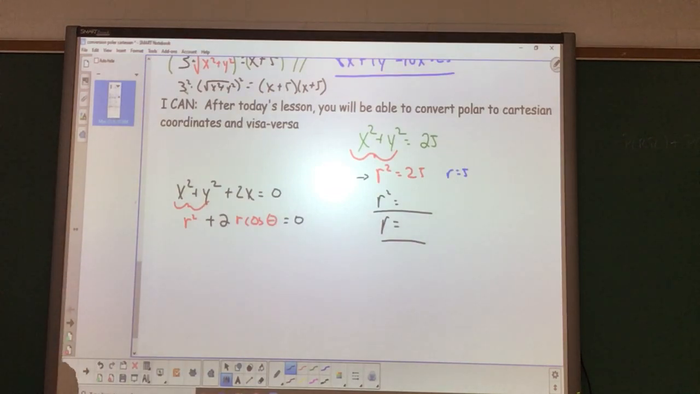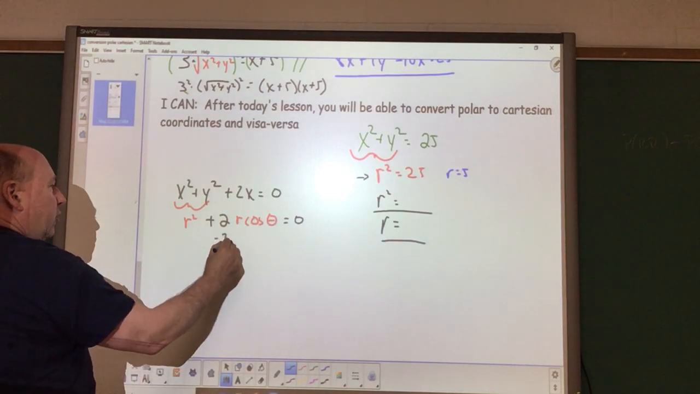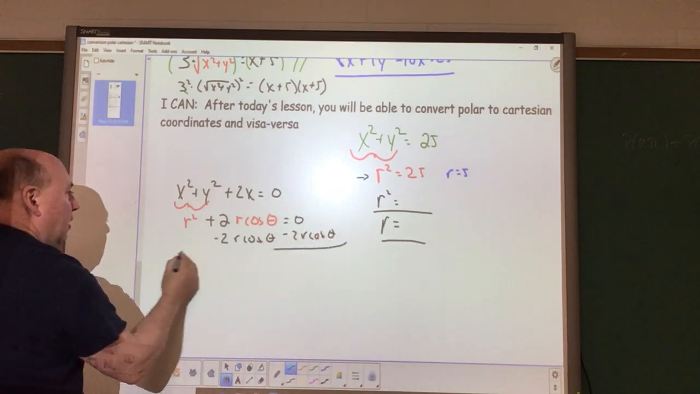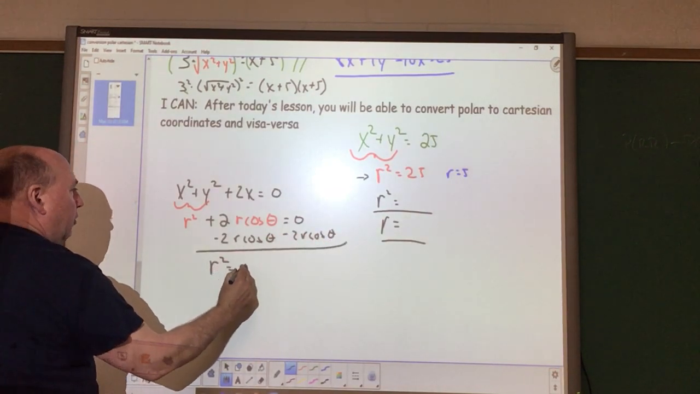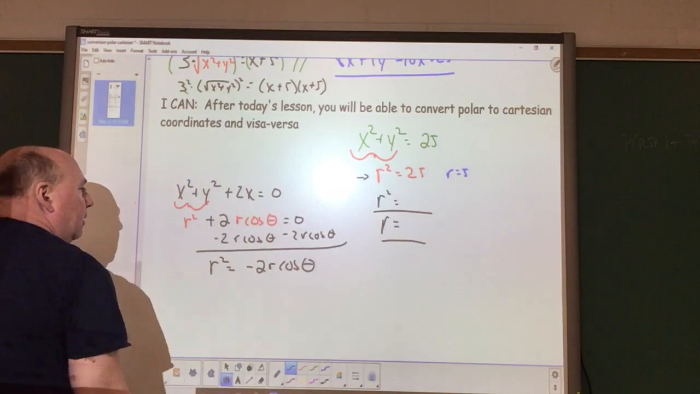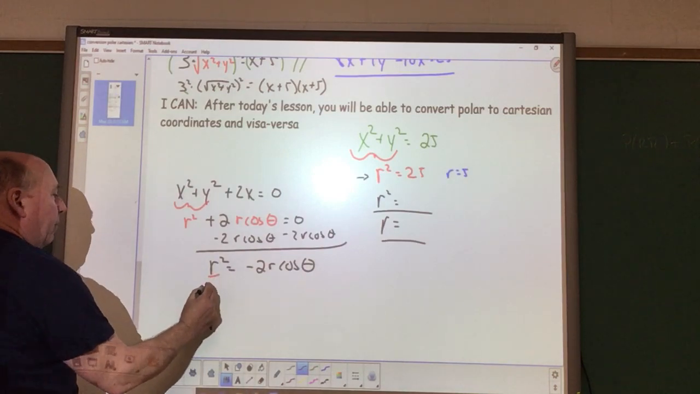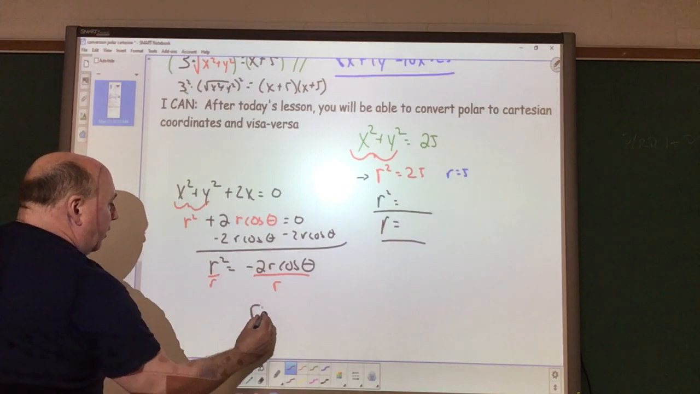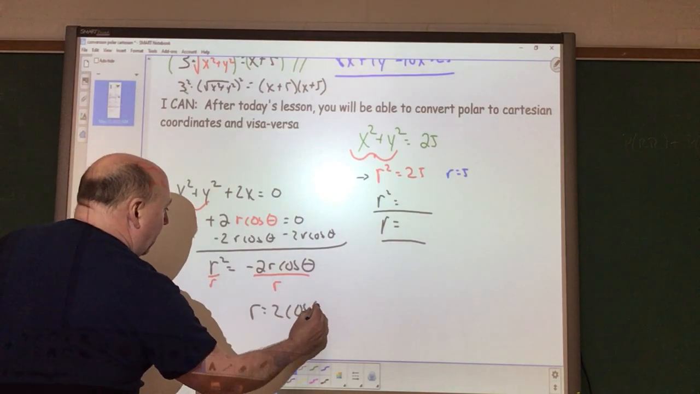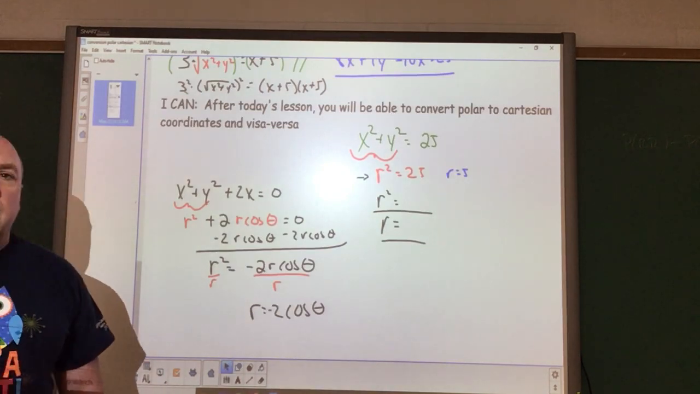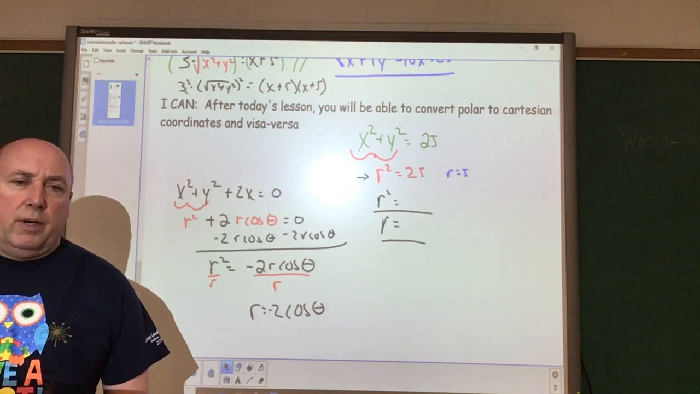And once again, we could solve for our value of r squared. We subtract off the 2r cosine of theta. So we have r squared is equal to negative 2r cosine of theta. We can divide both sides by r. So we're left with r is equal to negative 2 cosine of theta. So that is conversion back into a Cartesian coordinate system.